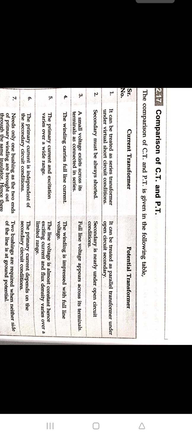Now let's conclude our whole topic, current transformer and potential transformer. So let's compare it. First, the current transformer can be treated as a series transformer under virtual short circuit condition, while the potential transformer can be treated as a parallel transformer under open circuit secondary. Then the secondary must always be shorted for current transformer, and the secondary of a potential transformer should always be nearly under open circuit condition.